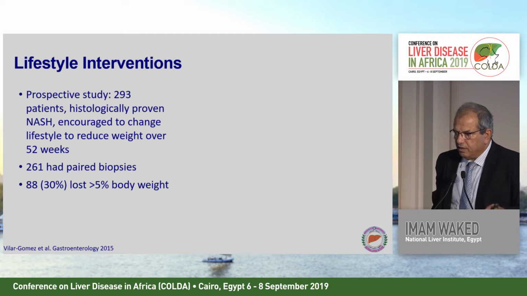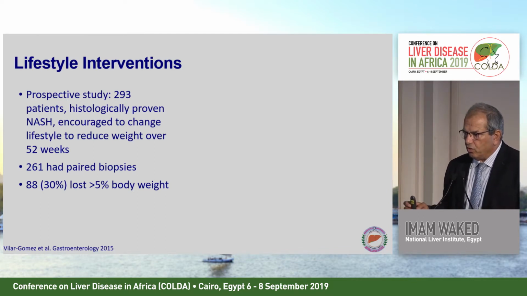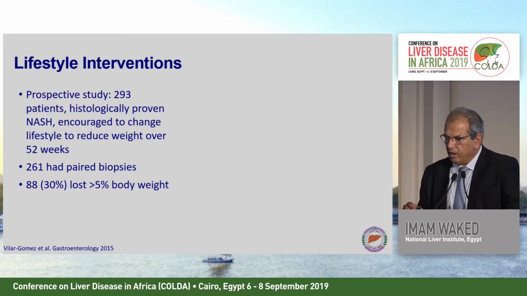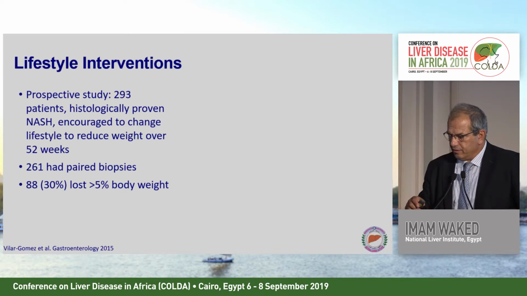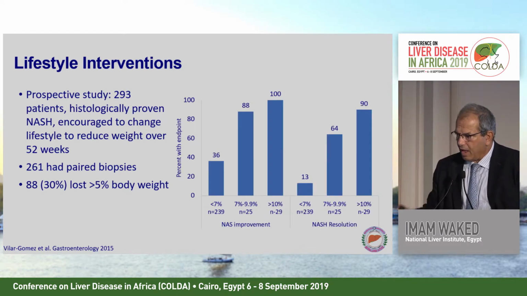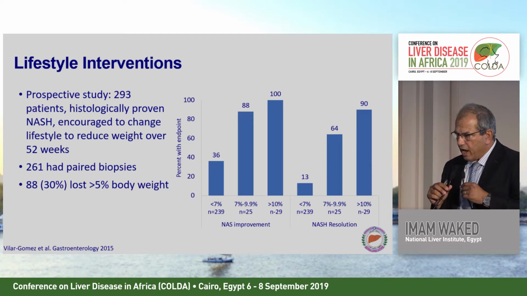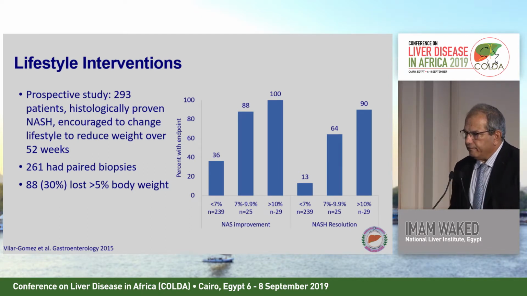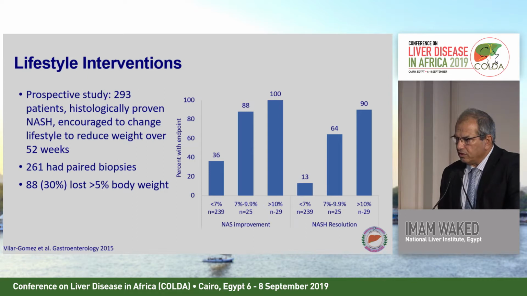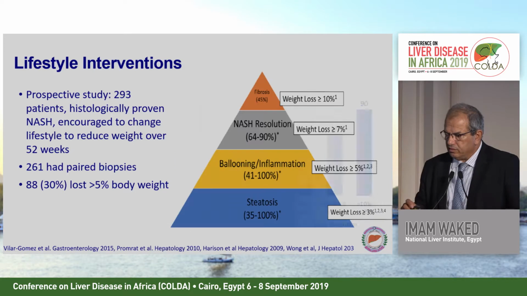This is a prospective study, almost 300 patients, all had histologically proven NASH, all had repeat biopsies. 88% lost more than 5% of the body weight. And depending on the amount of body weight lost, there was an improvement in NAS score and NASH resolution. Patients who had lost more than 10% all had improvement in NAS score, and 90% had NASH resolution, but only 10% of the patients lost 10% of the weight.